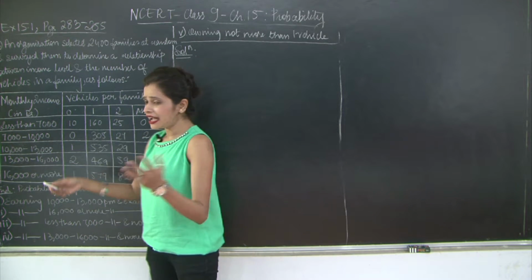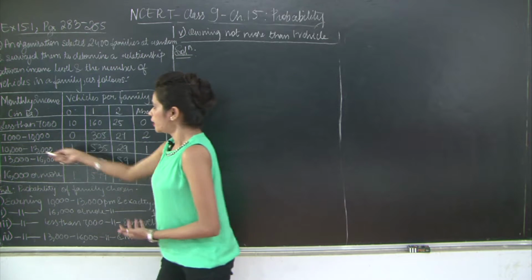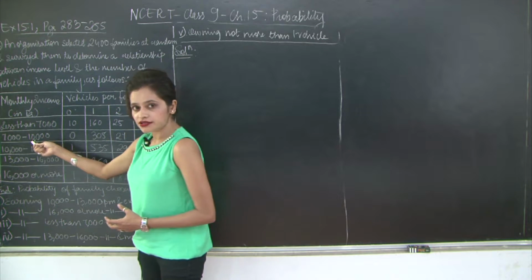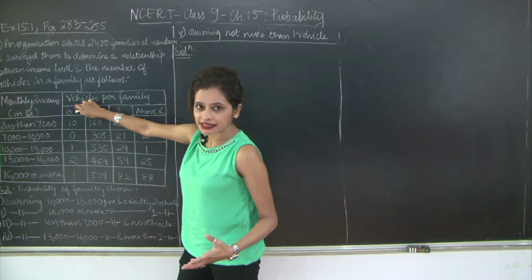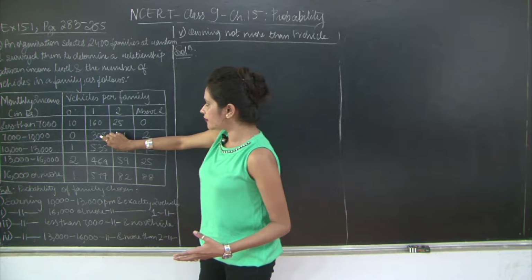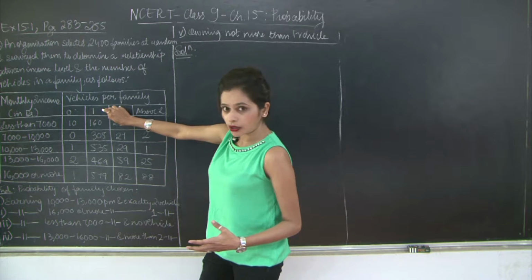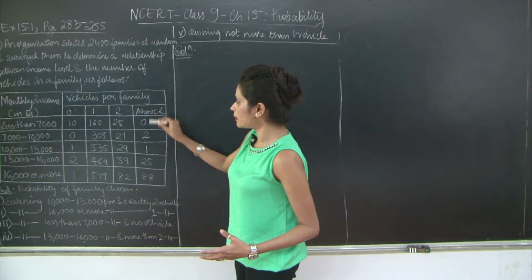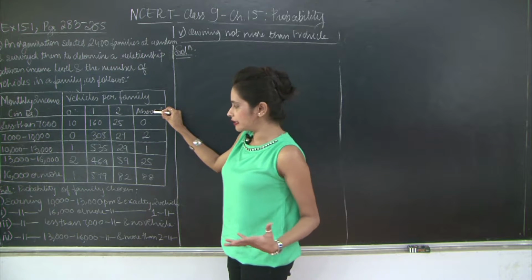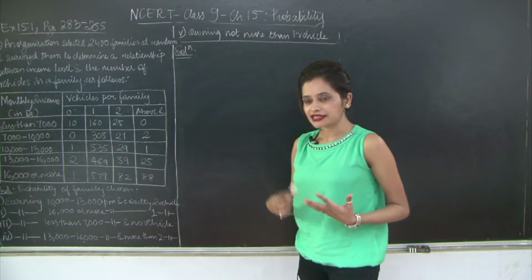Similarly, I'll explain another row. We have an income group of 7,000 to 10,000. There were 0 such families who had no vehicles at all. There were 305 such families that had 1 vehicle, then 27 families having 2 vehicles and 2 families having more than 2 vehicles. So I hope you have understood this table.